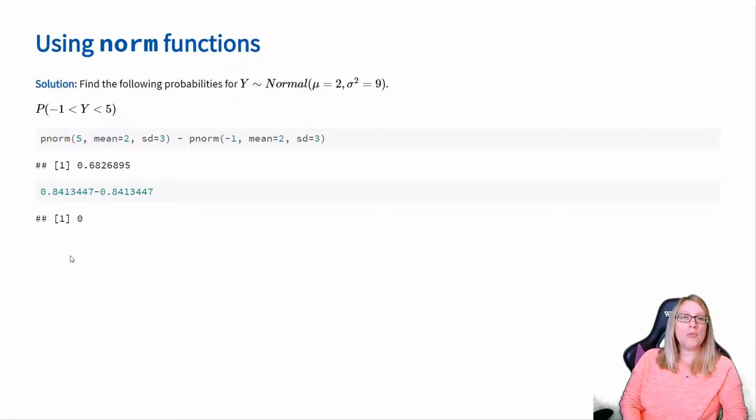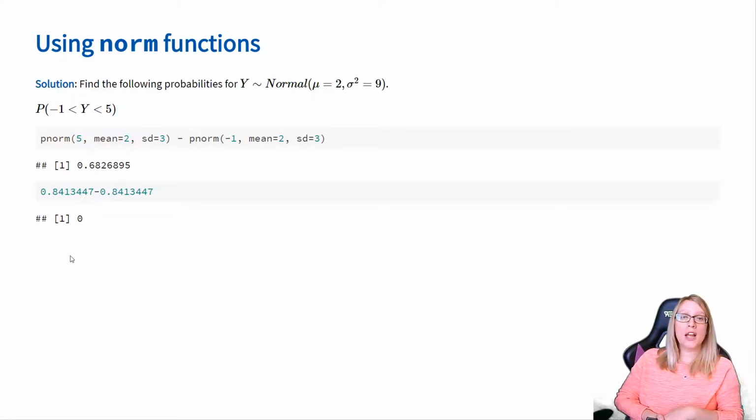Now, none of these helper functions that we've been using in R can accept a range sort of output. You can certainly input multiple values into, say, p-norm, for example, but what you'll get are multiple cumulative probabilities. You won't get the range in between any two numbers.